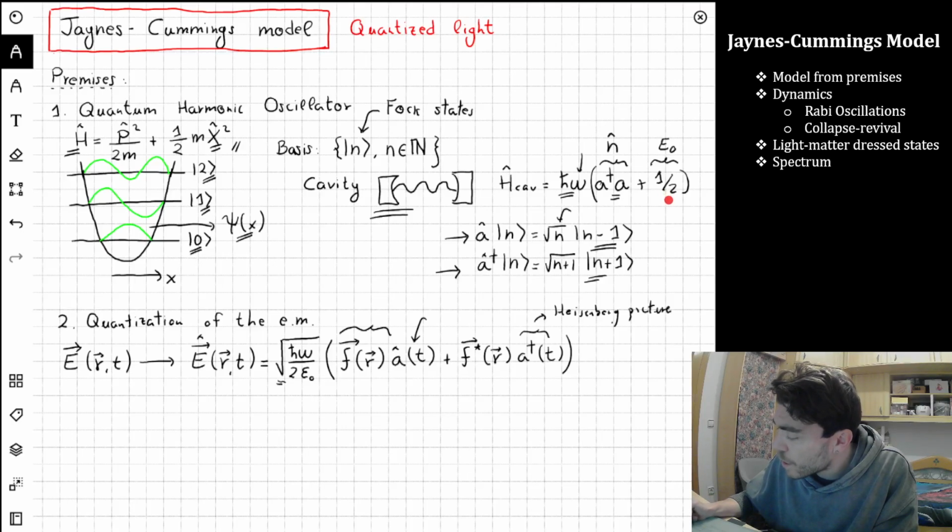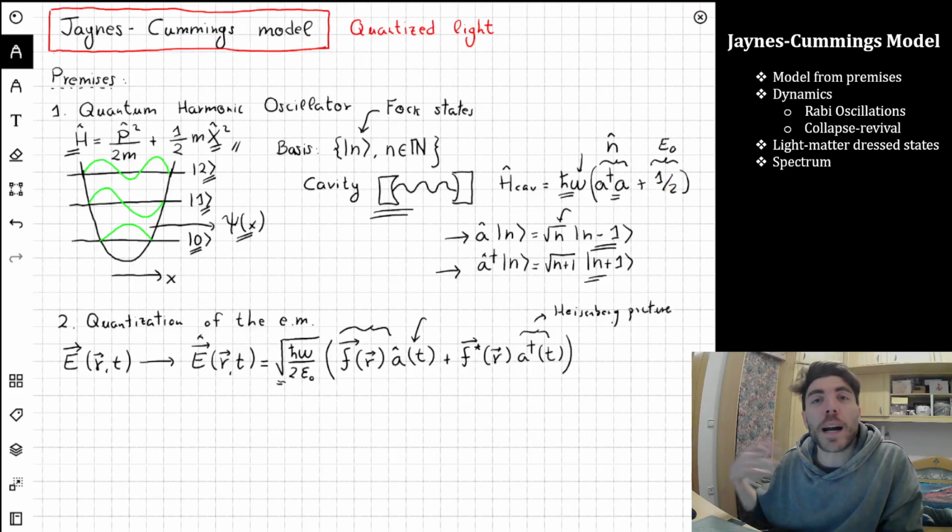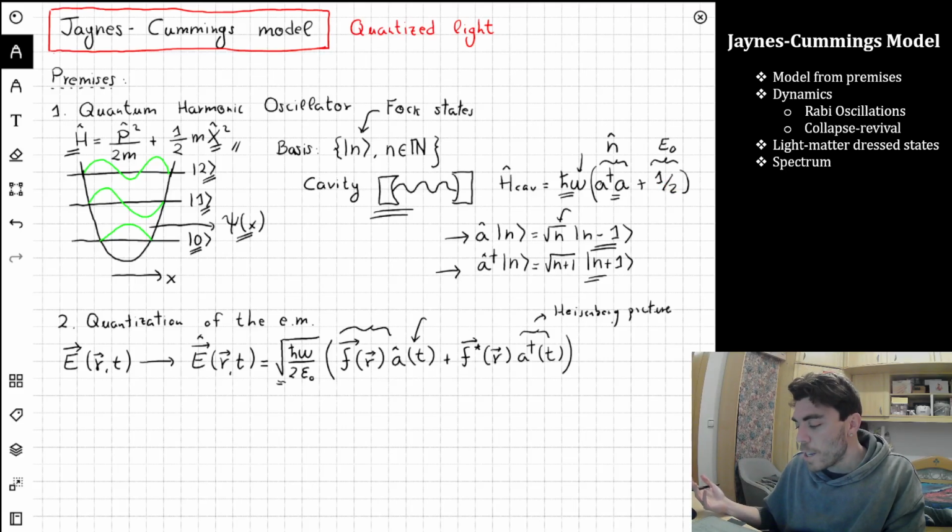And then we have also this factor of 1/2, which is the vacuum energy, the energy that the cavity would have even if there are no photons inside the cavity, which is relevant for physics, and it's a consequence of the uncertainty principle, but we will see that for us it will not play a role in what follows.